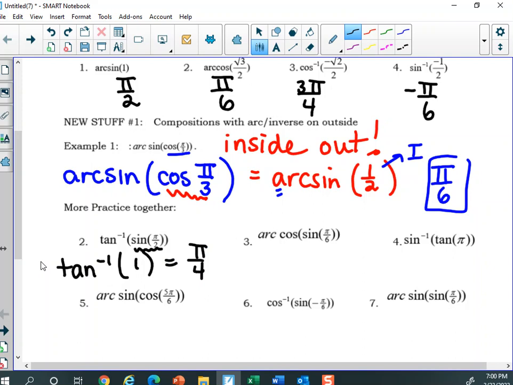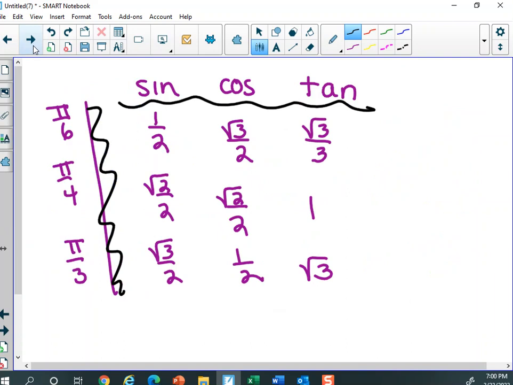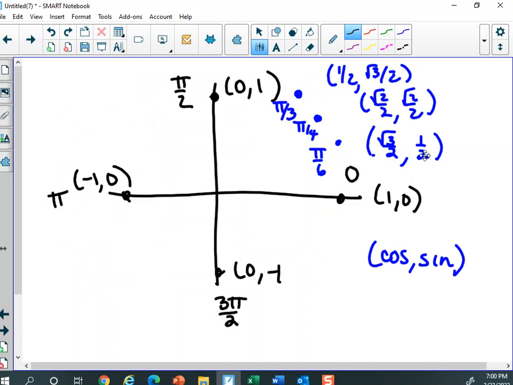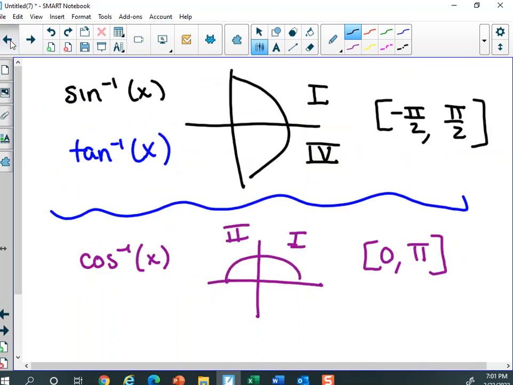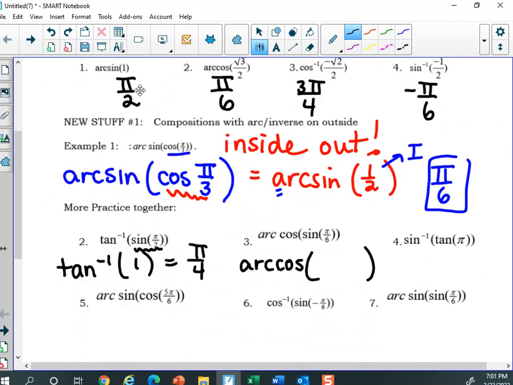We'll do one more together. Arc cosine of the sine of pi over 6. All right, so arc cosine of the sine of pi over 6. So pi over 6 sine, and I need to know the angle that has a cosine of a half. Pi over 3.